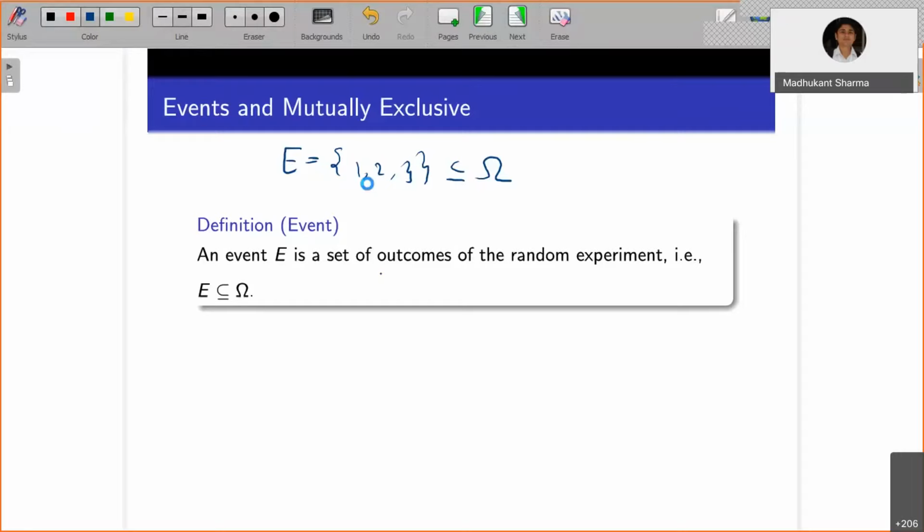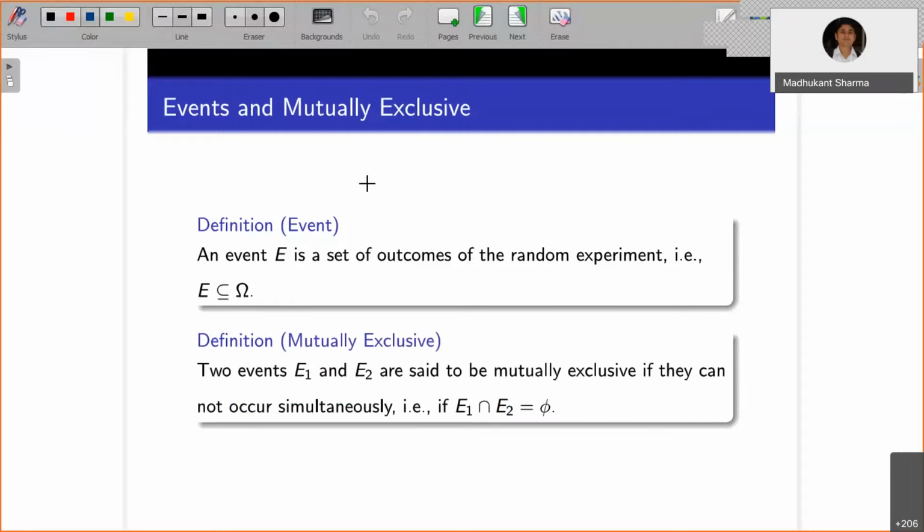Right. So then we have mutually exclusive. We say two events are mutually exclusive if they cannot occur simultaneously. Please understand that this is also related to set theory. Two events are mutually exclusive if they cannot occur simultaneously, that is, E1 intersection E2 equals the empty set.